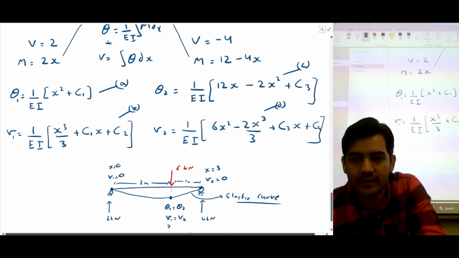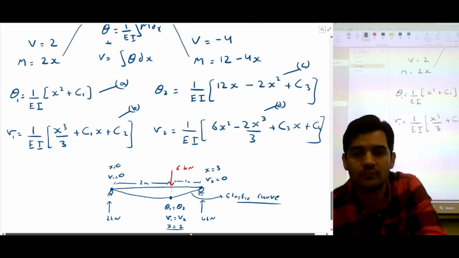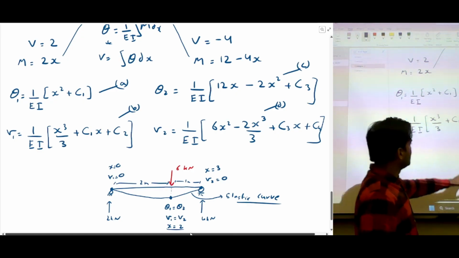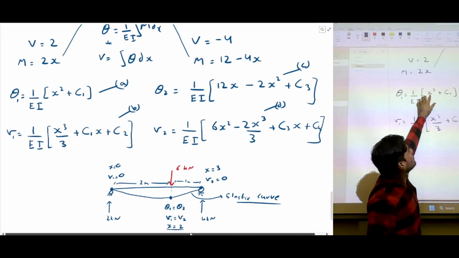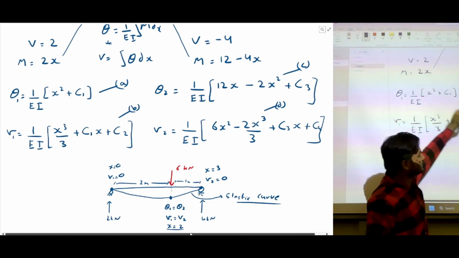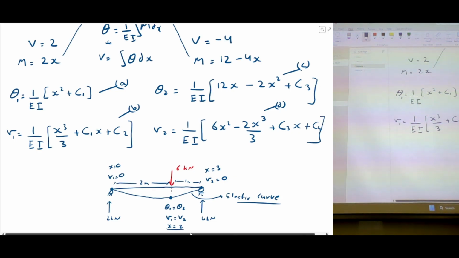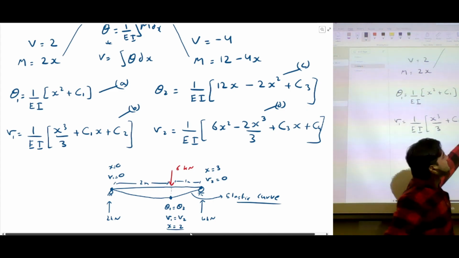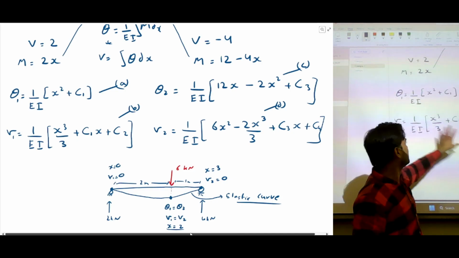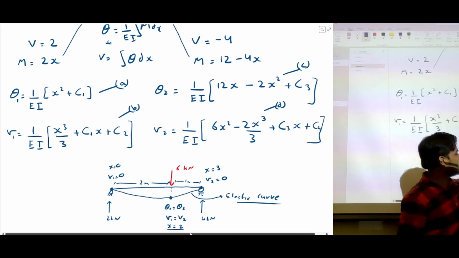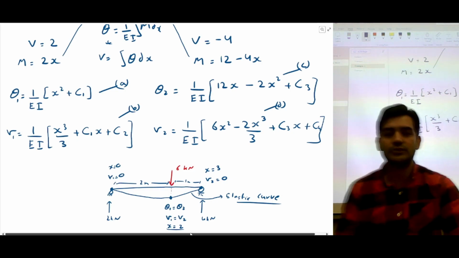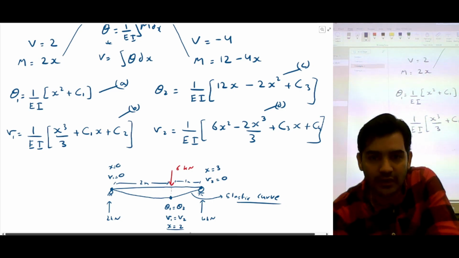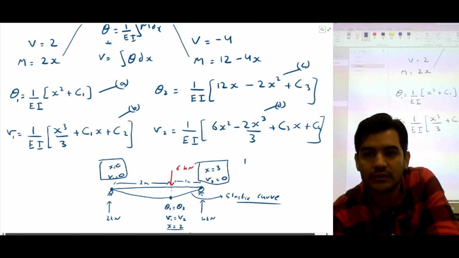This is at x is equal to 2. So if you put 2 here instead of x, and also if you insert the value x and replace it with 2, then theta 1 is going to be exactly the same as theta 2. Similarly, displacements are also going to be the same here. So you have two boundary conditions, this one and this one. These are called boundary conditions, right?